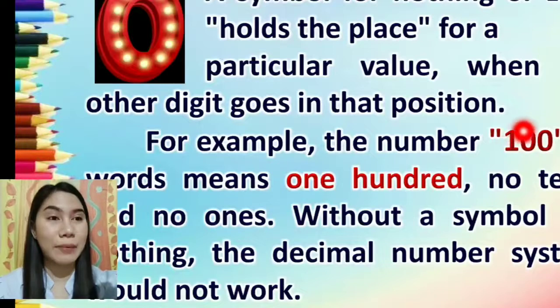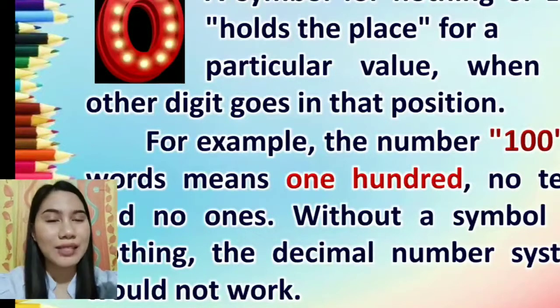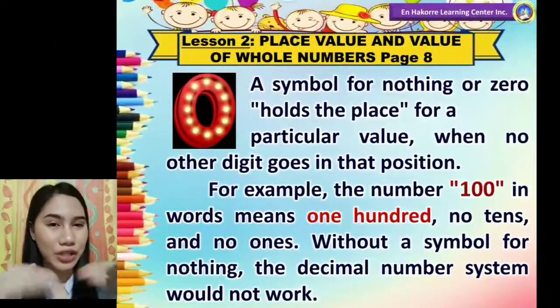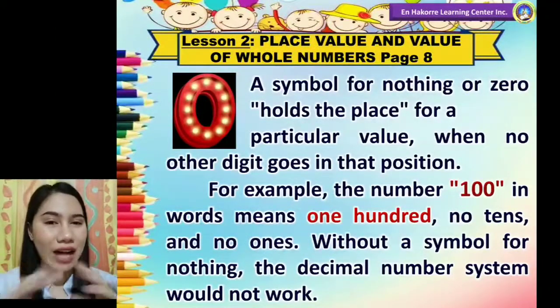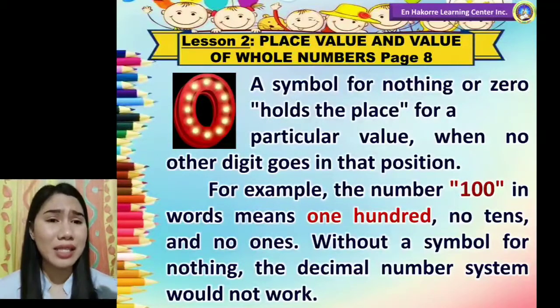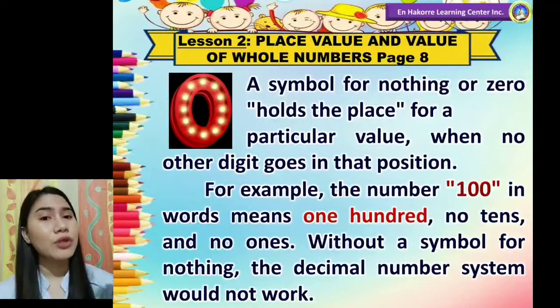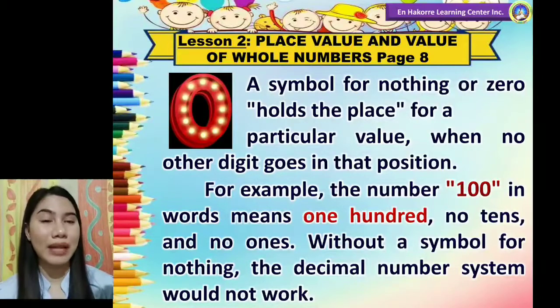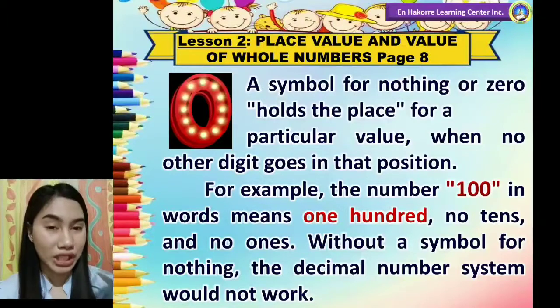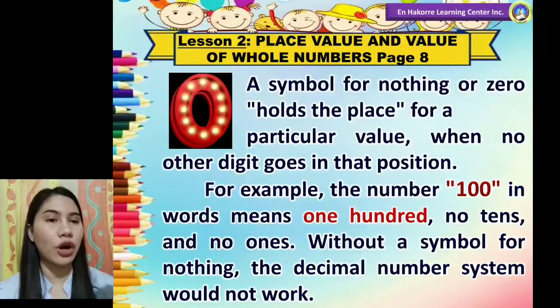So again, in the basic units, we have the ones, tens, and hundreds. The number 100 has no tens and no ones, meaning it is represented by 0 to hold the position and value of the number. Without a symbol for nothing, the decimal number system would not work. What will happen if there is no 0? My dear children, 0 is important because it holds the place of a particular value, especially if there are no other digits present in that position of the number.